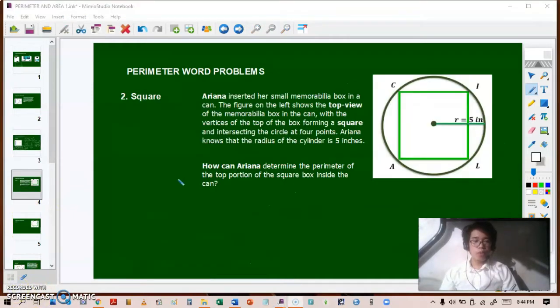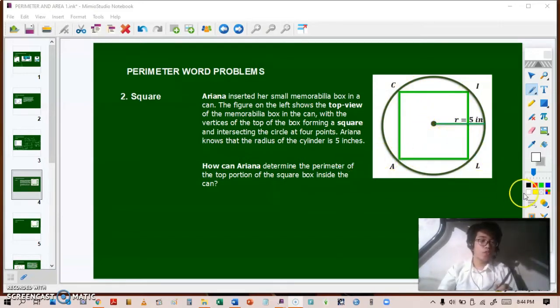For our second problem, we have here the top view of a memorabilia box that's been inserted inside a cylindrical can. This is the top view of it, and the measurement of the radius of the cylindrical can from the top view is 5 inches. So we want to know the perimeter of the square given the radius. So how do we do that?